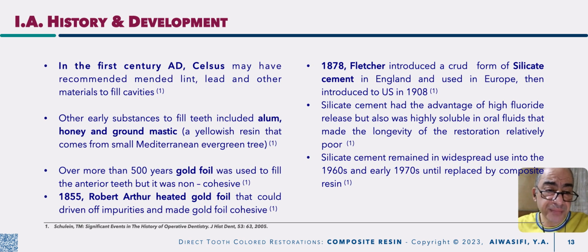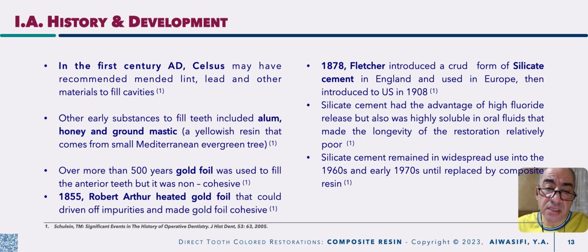In 1855, Robert Arthur heated gold foil to make it much more cohesive, until in 1878 Fletcher introduced silicate cement in England and Europe, then used in the United States in 1908. Silicate cement has a fluoride releasing capacity, but its solubility in oral fluid was high, which threatened its longevity as a restoration. And because it was the first to take the tooth color, it is considered a tooth colored restoration.